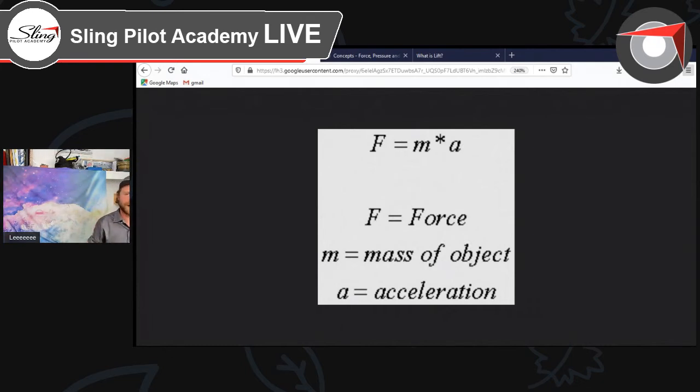When you hit the gas pedal, you accelerate. You go from 0 to some forward speed. That's what acceleration is. And mass is essentially just the density of stuff in an object.